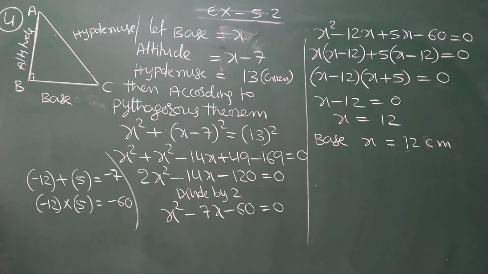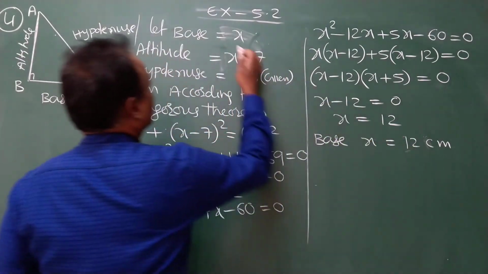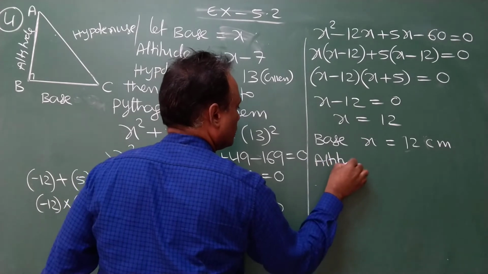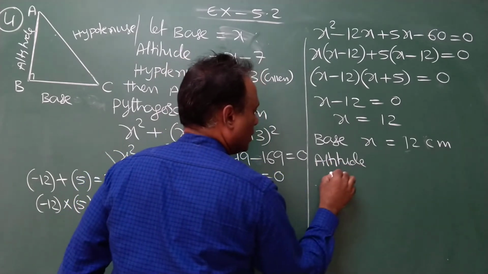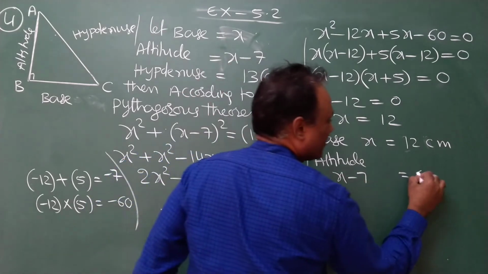What is the question? Students, see the question. Write it down. Find the other two sides. Base x is equal to 12. Altitude x minus 7, that means 12 minus 7, which is 5.